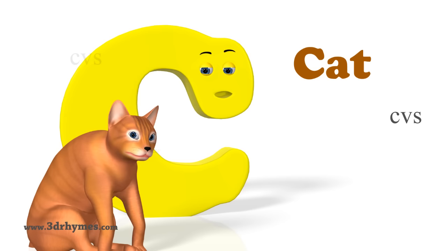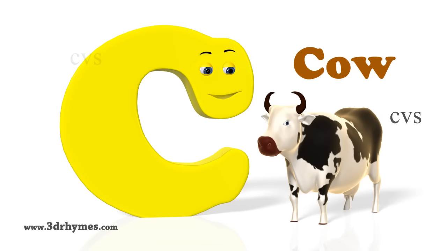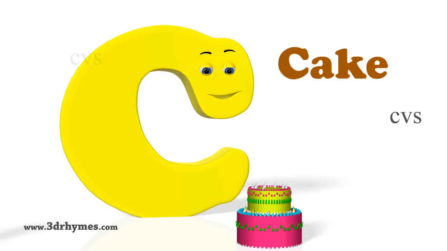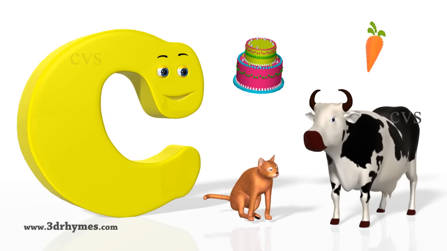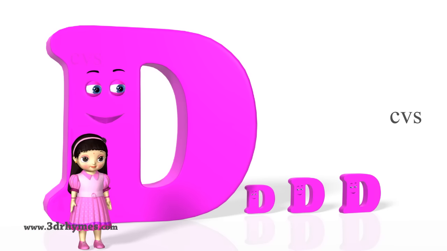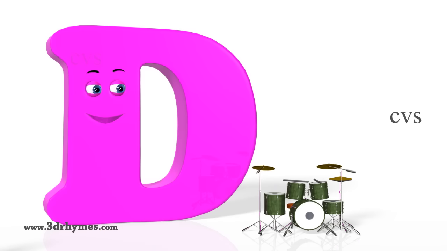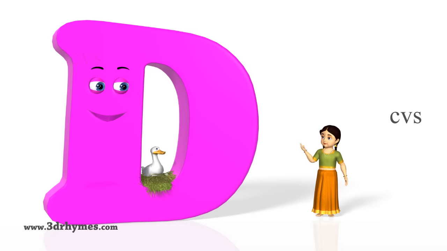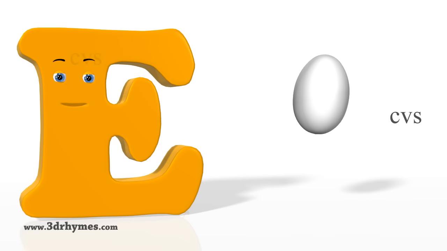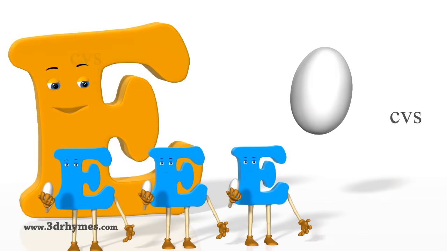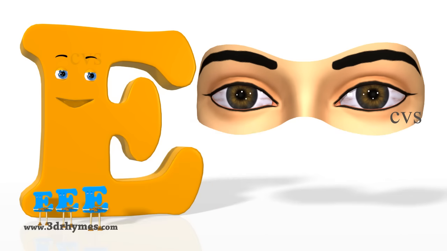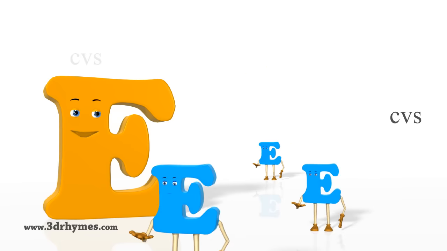C for cat, C for cow, C for carrot, C for cake. D for dog, D for doll, D for drum, D for duck. E for egg, E for engine, E for eyes, E for eagle.